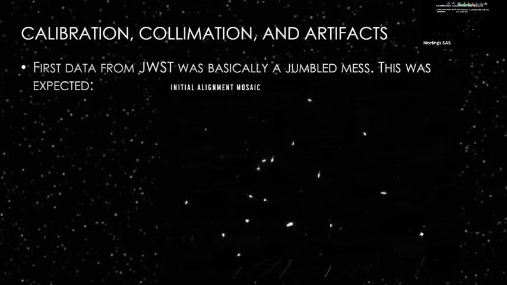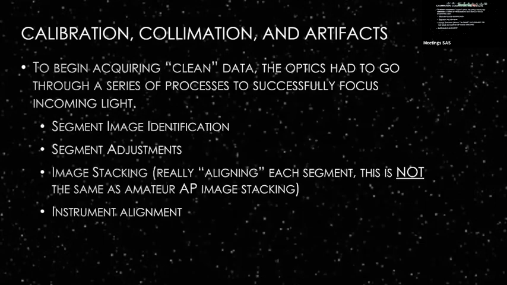So the first things that have to happen before we can actually start getting the data to get images like the Carina Nebula: we have to do segment image identification, adjust each segment, then do an image stacking, but really this is aligning each segment. This is not the same as astrophotography image stacking, and ultimately it's image alignment.